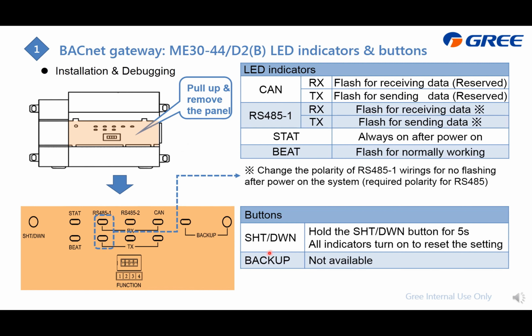And there is a button, which is this one. This is for reset. If you make a mistake in the communication or the commissioning of this gateway, then we allow you to do the reset, which restores it to the factory setting. How to set it: hold this button for 5 seconds, and if the setting is successful, then all the indicators, this one, will turn on.